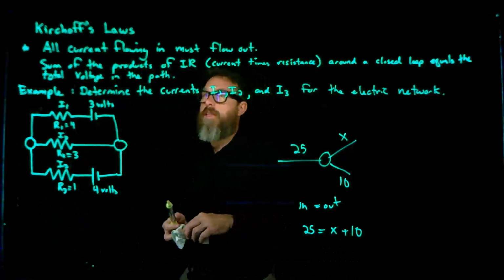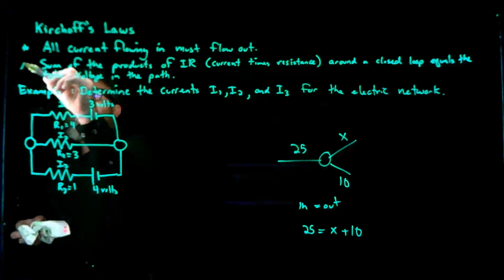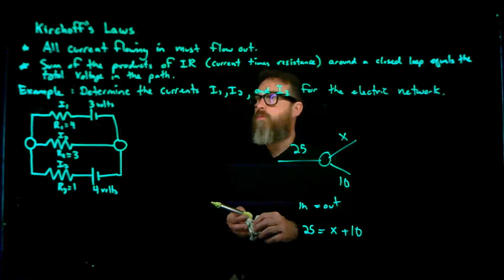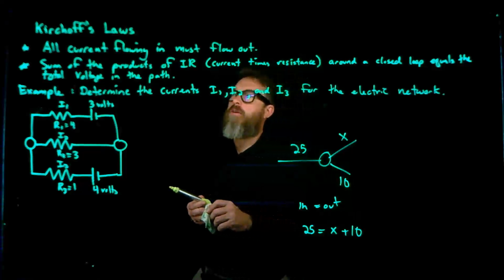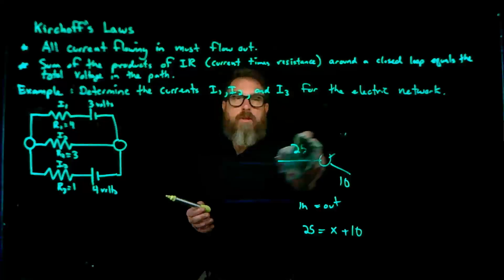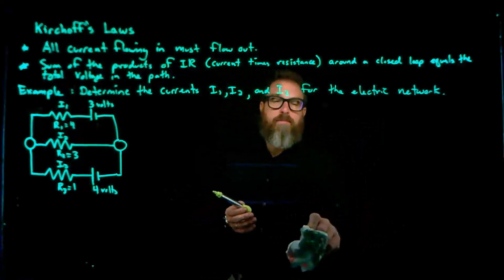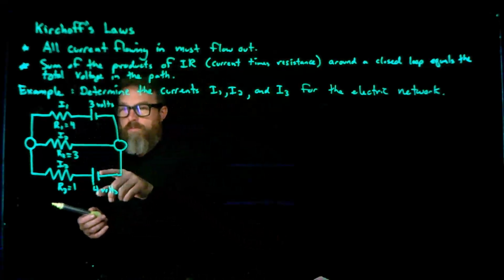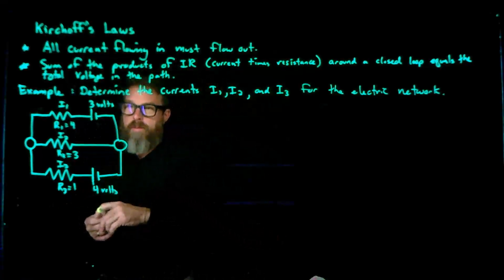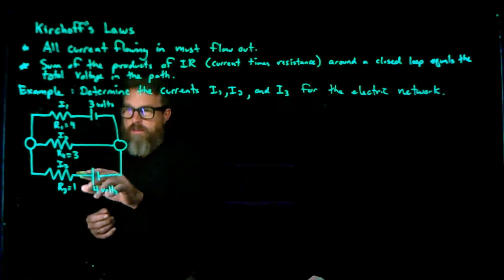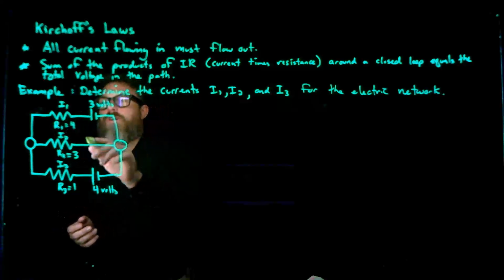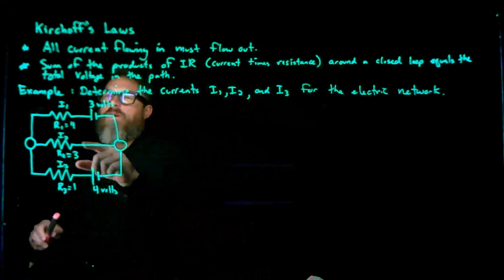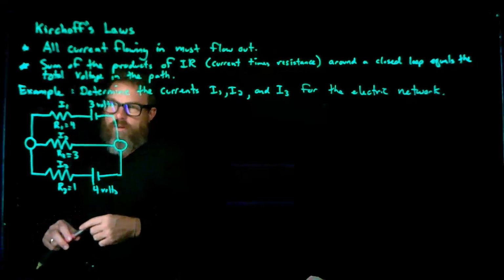Now, the next one says the sum of the products of I times R, which is current times resistance, around a closed loop or a closed path, has to equal the total voltage of the path. So this has an extra part to it as far as that network analysis goes. We have loops here, determined by these squares, but they're essentially closed loops, and I'll explain them in a second. So here is our electric network, or our circuit.